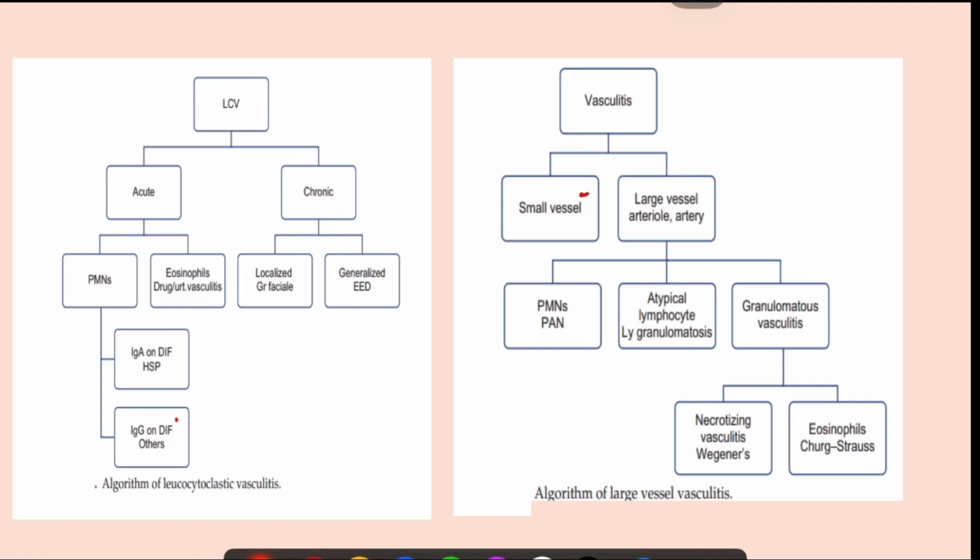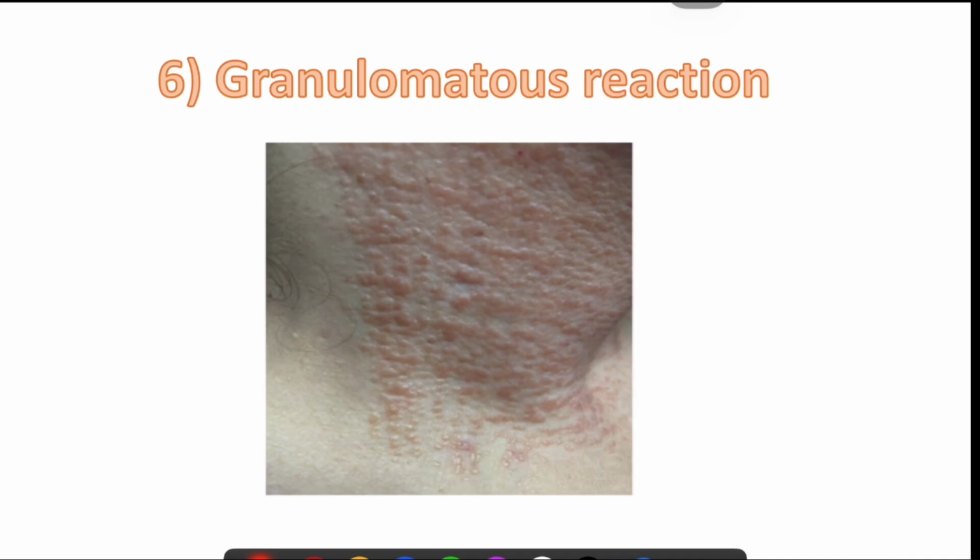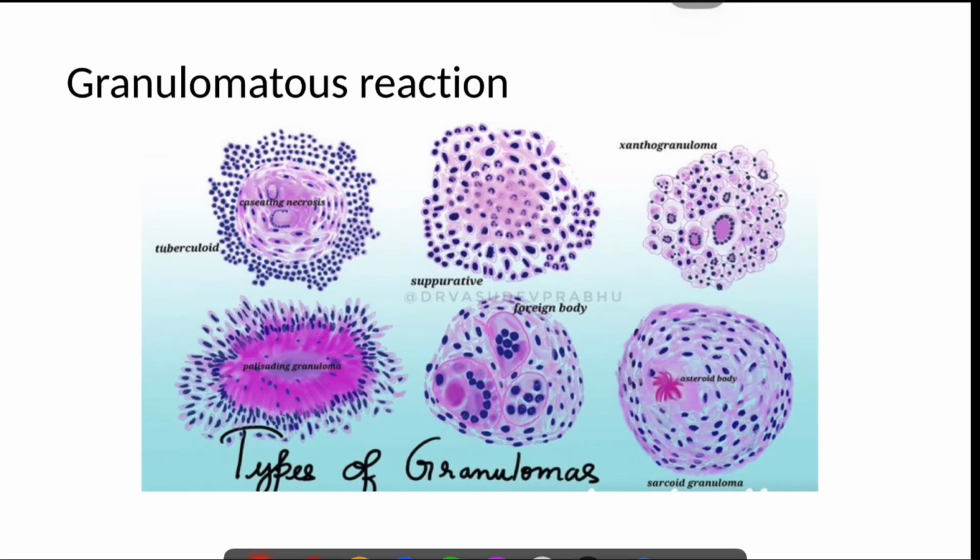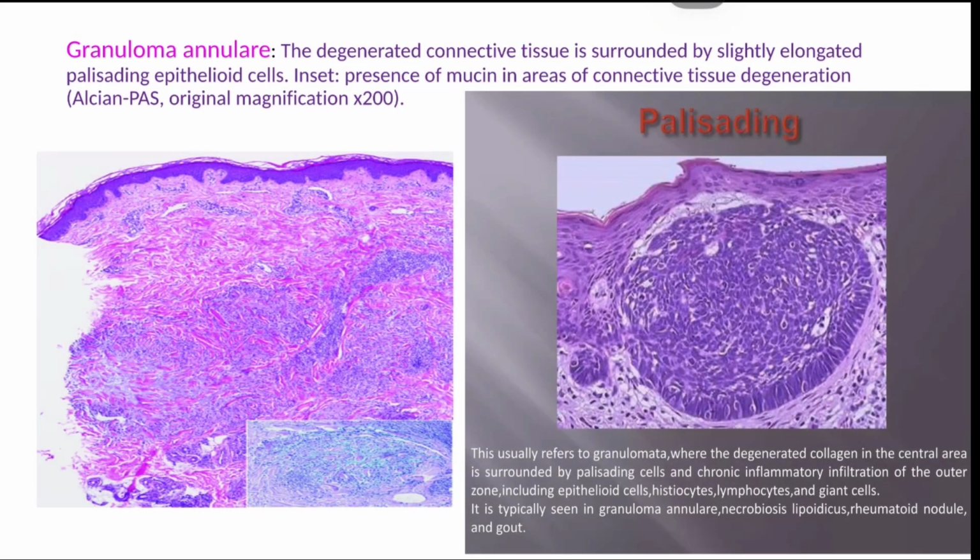Now, sixth pattern, that is granulomatous reaction. You know the various types of granuloma. This is tuberculoid, where there is caseation and Langhans cells; suppurative, where polymorphs are present; xanthogranulomatous, where foamy cells are abundant. This is palisading granuloma, foreign body giant cells in foreign body granuloma, and asteroid bodies in sarcoid granuloma.